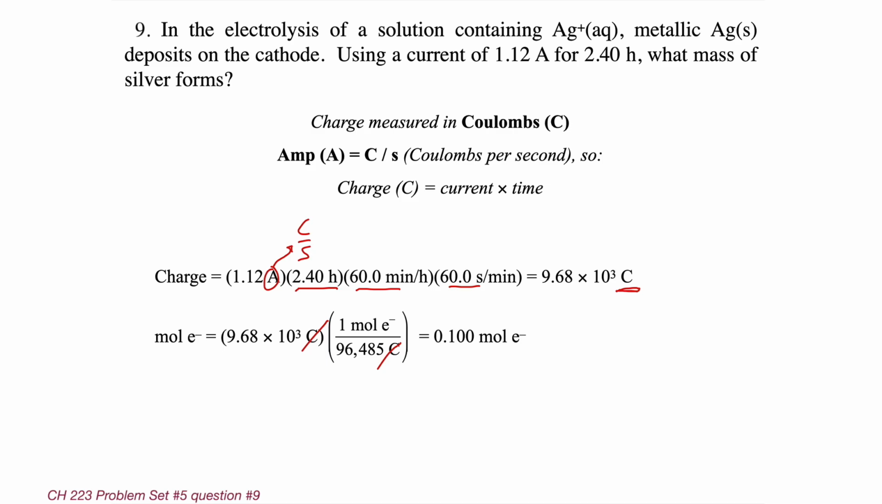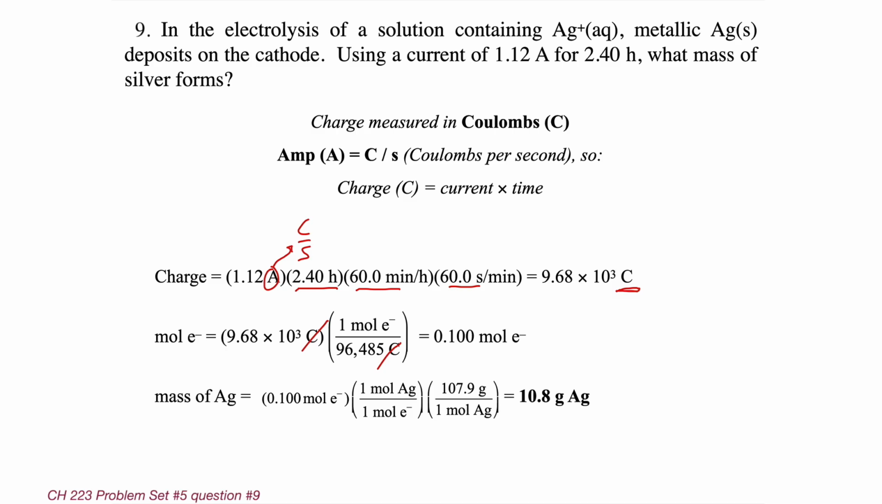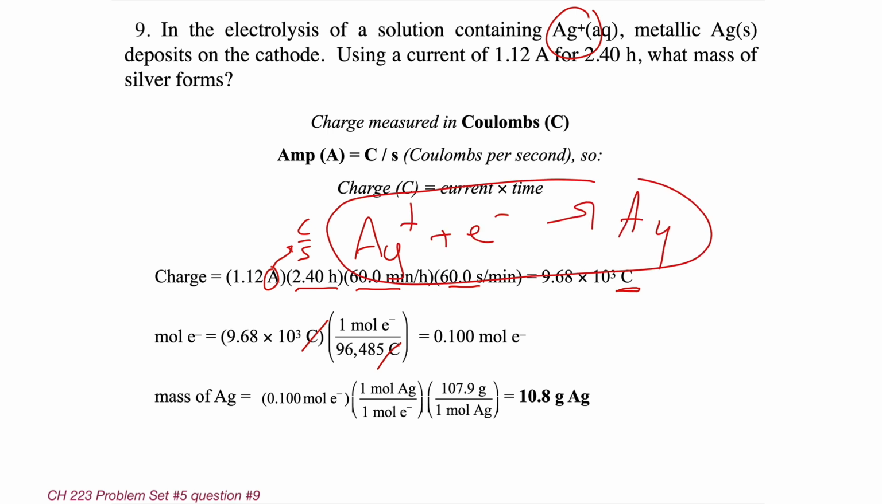So we're going to transfer moles of electrons into how many moles of silver can be made, and then use molar mass to go to grams. So this last step right here, because silver is silver plus, it's like silver plus electrons going to silver. All right, that's kind of the reaction that's happening. 1 silver plus per 1 silver.